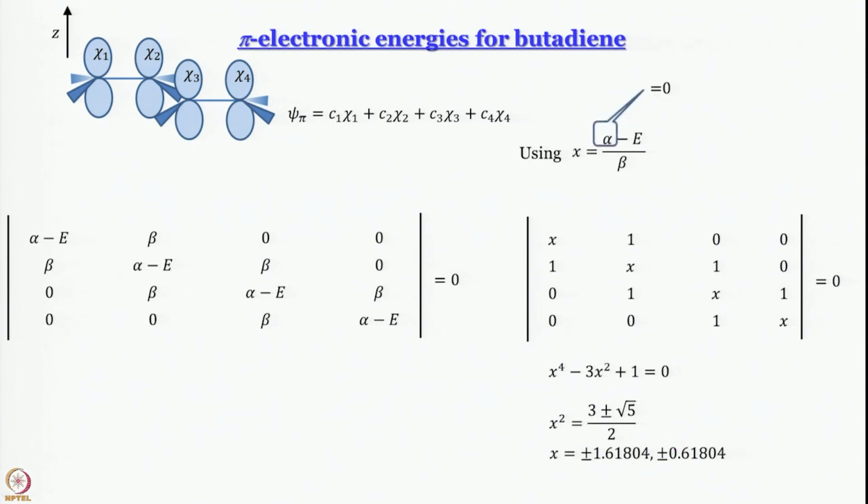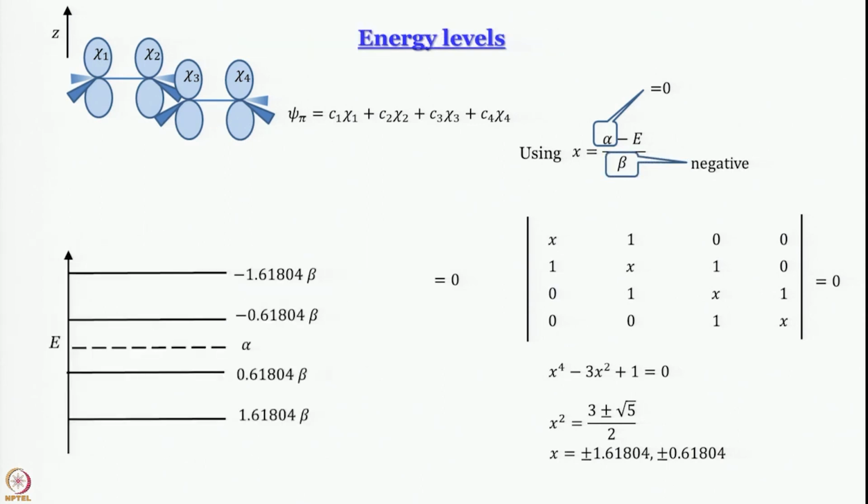What is x? If you set alpha equal to 0, then x really is minus E divided by beta, is not it? So x is an energy term in terms of beta, but in terms of negative beta also, let us not forget that. Now put in the values and this is what you will get. You get these energy levels, not to forget that beta is negative. So the lowest one is 1.61804 beta, followed by 0.61804 beta, minus 0.61804 beta, minus 1.61804 beta, and the barycenter is at alpha. So measurements are with respect to alpha.